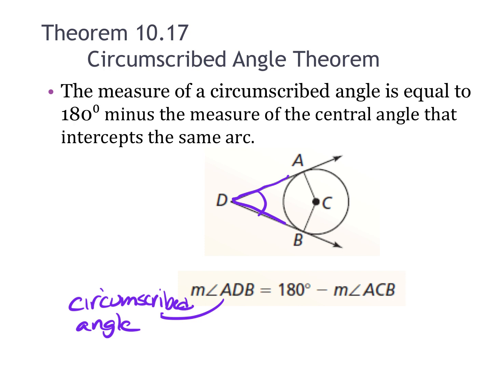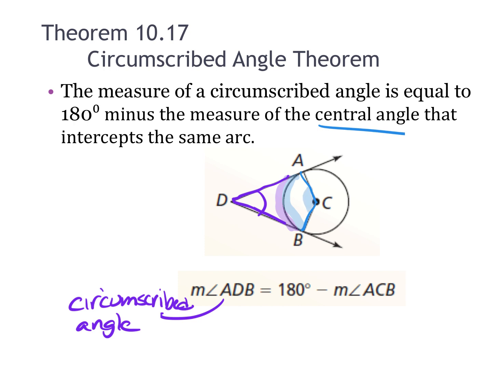And the measure of the circumscribed angle is going to be equal to 180 minus the measure of the central angle, and in this case, it's the ACB, that intercepts the same arc. So the arc that the circumscribed angle has is this arc AB. It is the same arc for the central angle ACB. So you're going to find the measure of the circumscribed angle by subtracting 180 minus the central angle measure. So here is where we need the prior knowledge from the beginning of the chapter of how to identify a central angle.